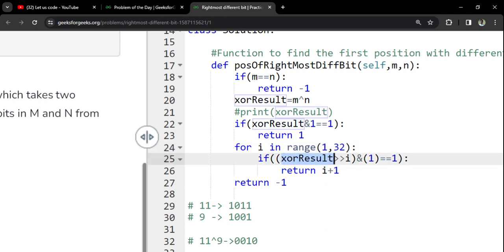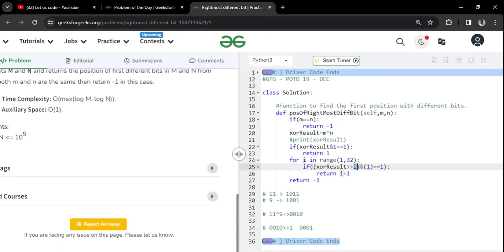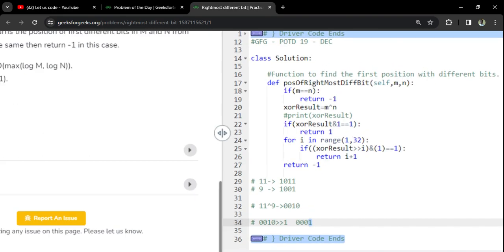First, remember, I'm doing XOR of m and n. I'm right shifting the XOR result by 1 initially, then maybe 2, then maybe 3, and so on. Then I'm doing AND with 1 and checking for 1. This is basically done to check which bit of the XOR result is 1. Based on that, my answer will be there. Suppose in this case the second bit was 1. If I do a right shift one time, that is i is 1, I am getting this as 1.